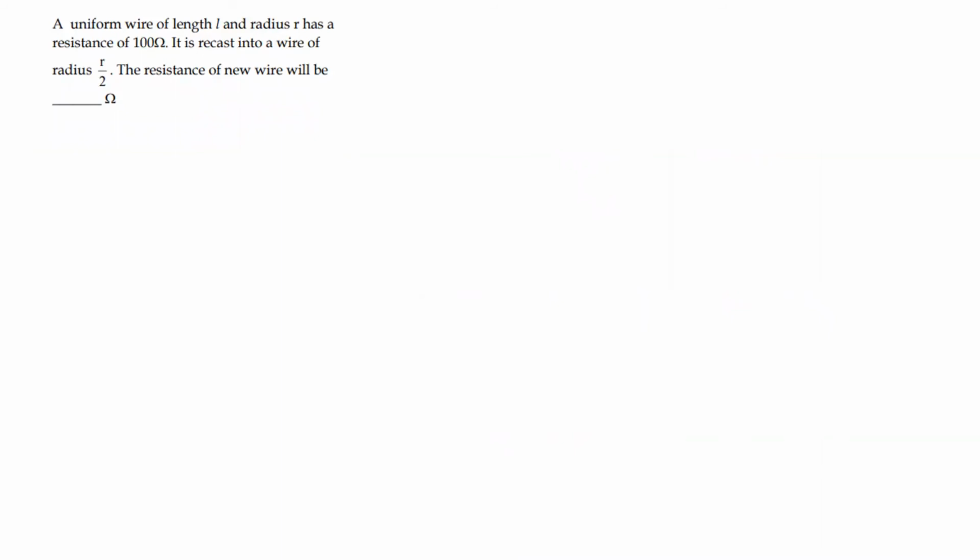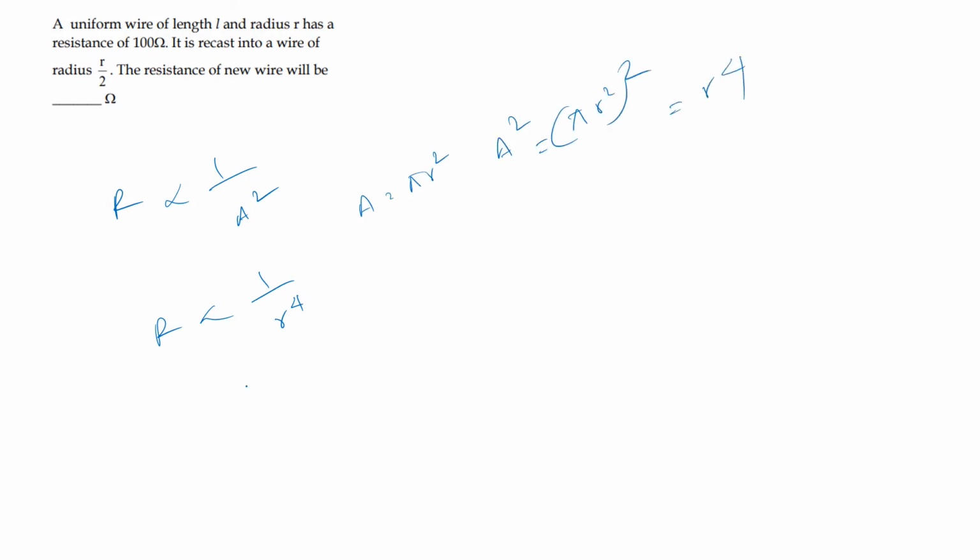A uniform wire of length L and radius R has resistance 100 ohm. If it is recast into a wire of radius R/2, find the new resistance. Already we have done this. Okay, volume remains constant. R is directly proportional to area square. R is directly proportional to R power 4, because area is pi R square, and we are taking area square. So pi R square whole square will be R power 4. You will get the new resistance as 1600.